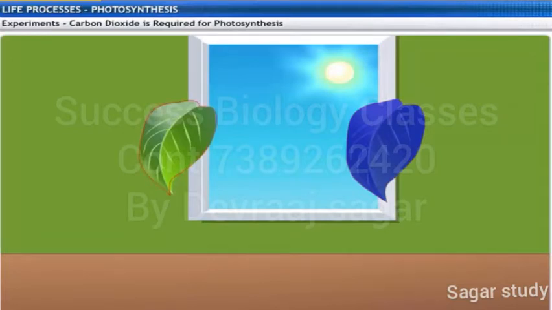The leaf from the plant that had potassium hydroxide in the bell jar does not become blue-black. This means photosynthesis did not take place. This was due to the absence of carbon dioxide in the bell jar. This proves that photosynthesis cannot take place without carbon dioxide.